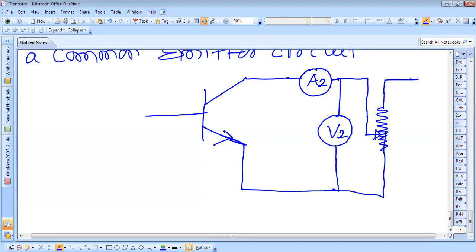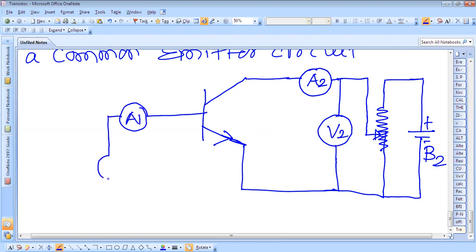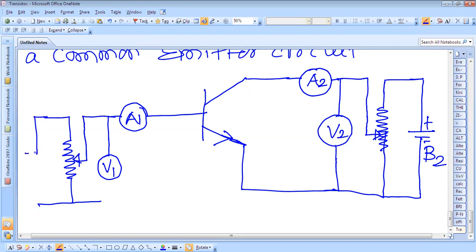And this is the battery B2. And at this input, we have to measure the input current. It is A1. We have to also measure the input voltage. This is V1. And this is the rheostat. We have to vary this rheostat. By varying this, we can vary the input current. And this is the battery V1.